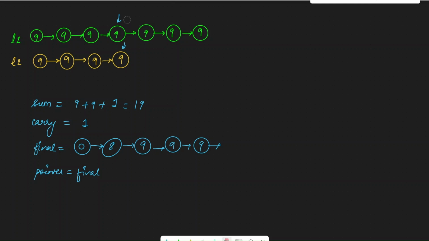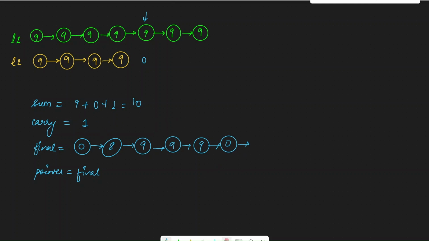Now we move our pointers one more time. We can move our pointer on the L1 linked list, but in L2 linked list we don't have anything. Because we don't have anything, we will assume that we have a 0 over here. So with that, our sum would become 9 from the linked list 1 plus 0 from here plus the carryover, which was 1, which is equal to 10. Now from this 10, 0 will go to the linked list and 1 will go to carryover.